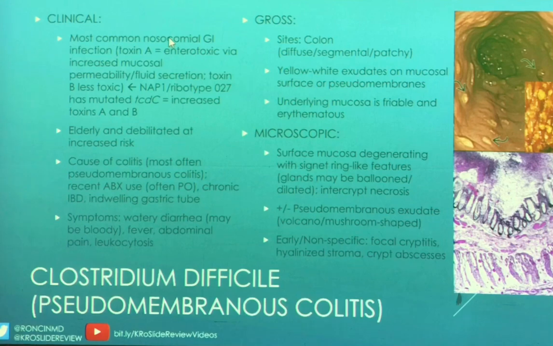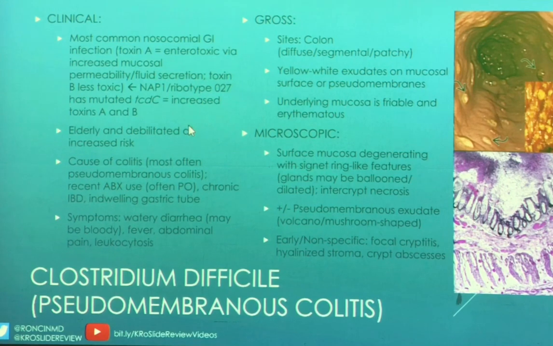Okay, so C. diff, most common nosocomial GI infection, and this is related to toxin A, which is enterotoxic. So basically it makes the cells in the gut all weepy, so we have a lot of fluid secretion out there, and there's also this toxin B that's less toxic. And what you should know is there's this NAP1 ribotype 27 with mutated tcdC, and what that relates to is this specific strain of C. diff has increased toxins A and B.